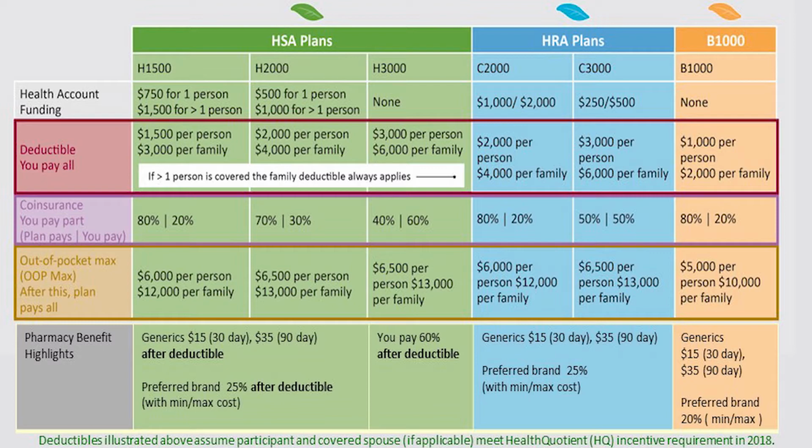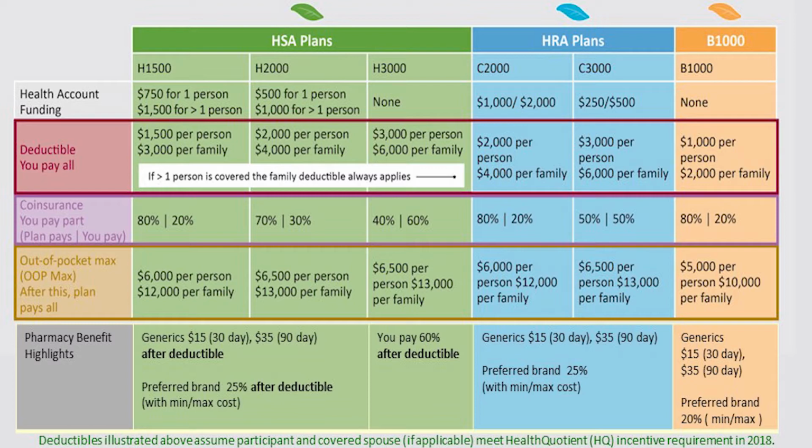If we start on the right-hand side with the B1000, that is in the orange, and we see health account funding over here on the left side. There is no health account that comes with the B1000, but you'll see for the HRA plans there is, and for 2 of the 3 HSA plans there are funds that come with that. And you might say, well, what kind of funds do we get? Well, it's part of the plan.